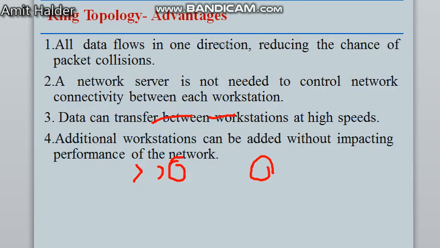So what are the advantages? The advantage of ring topology is that all data flow is in one direction, reducing the chance of packet collisions. A network server is not needed to control network connectivity between each workstation because there is a single line flow cable running through the total network. Data can transfer between workstations at high speeds. Additional workstations can be added without impacting the performance of the network.